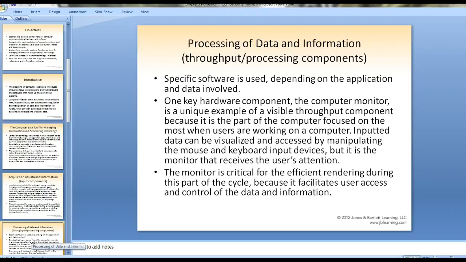So a key hardware component, the computer monitor, is a unique example of a visible throughput component because it's the part of the computer that users focus on most when they are working on the computer. Like right now, I am staring at my monitor. Input data can be visualized and accessed by manipulating the mouse and keyboard input devices, and it's the monitor that receives the user's attention.